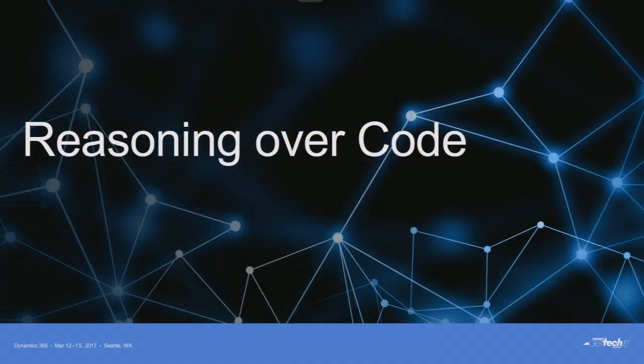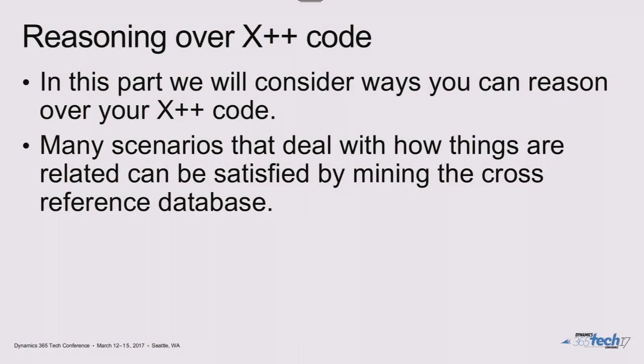Okay, reasoning over code now. So that was sort of my metadata spiel. Now we'll talk about code, your X++ code. One of the primary tools we have is the cross-reference database. And you may remember, some of you, back in AX 2012, we had this insanely complex set of tables that defined how things interacted and so on.